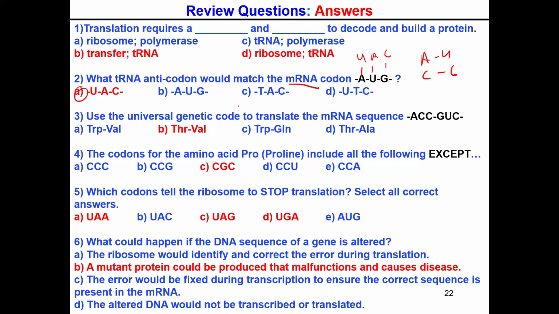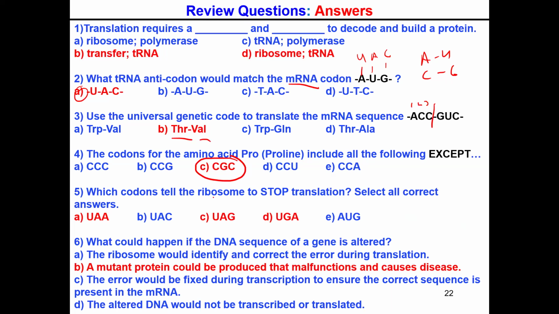Using the universal genetic code to translate the mRNA sequence, we have two codons here, ACC and then GUC. Remember, what we're going to do is figure out our first, second, and third letter. We're going to use that chart in order to place them, and then wherever they all intersect is going to be our amino acid. So in this case, for these two, it should have been THR and VAL. Number 4, the codons for the amino acid proline include all the following except which ones? It should have been CGC.